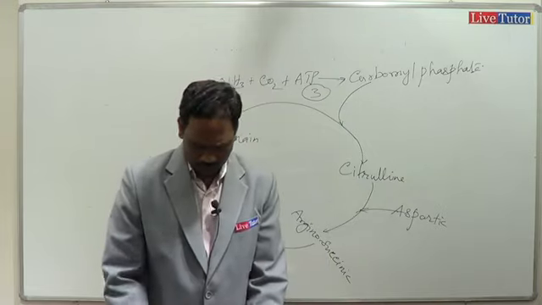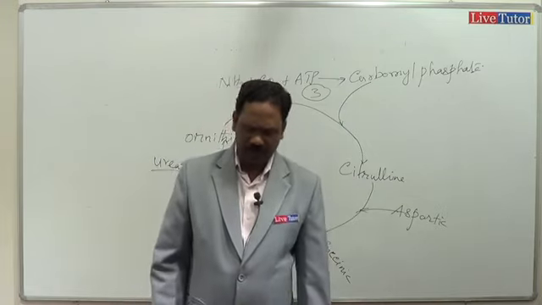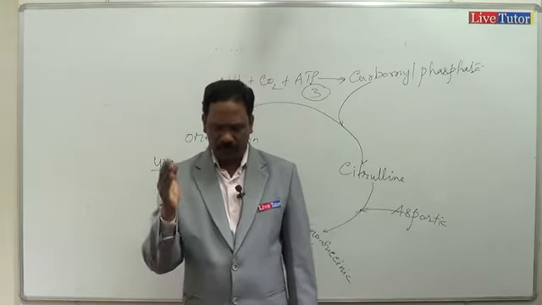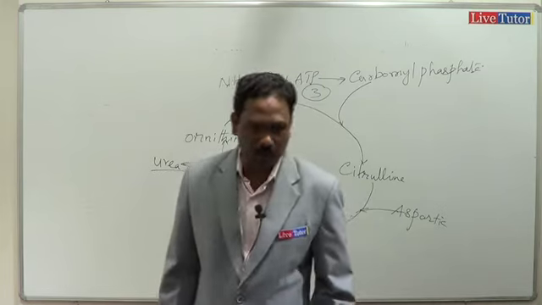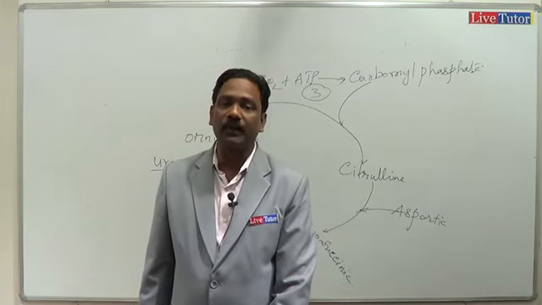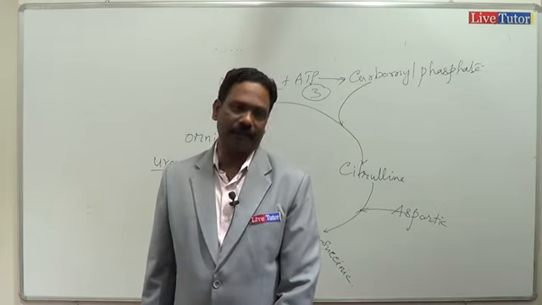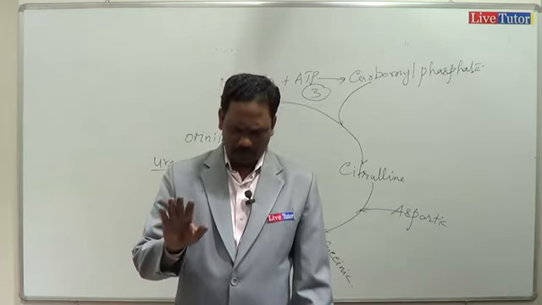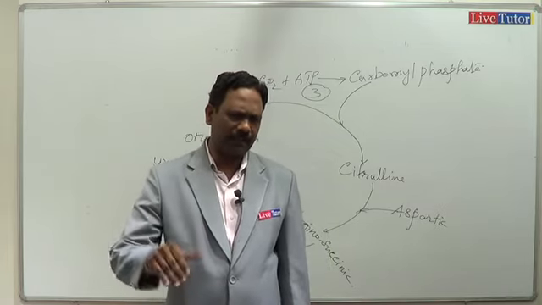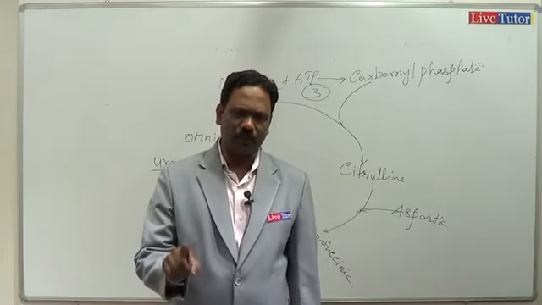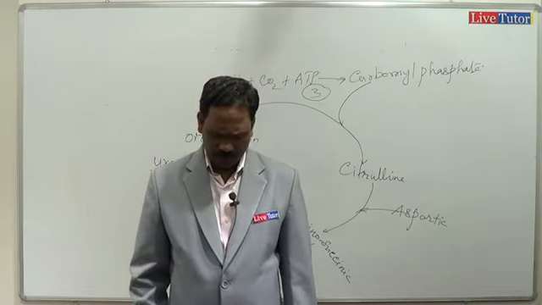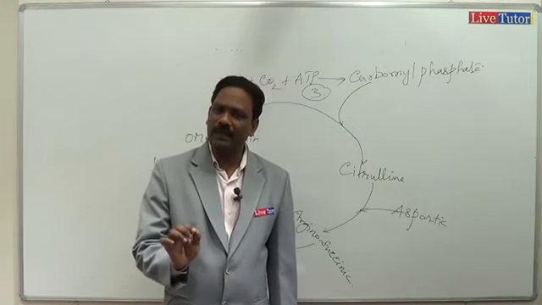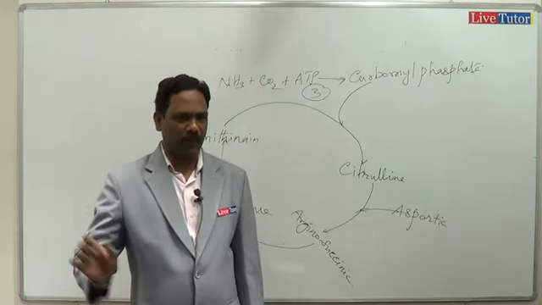Then functions of nephron. Nephron is used for the excretion of waste product. It is used for the regulation of the acid-base balance. It is used for the regulation of salt balance in the body, and also the formation of renin and erythropoietin. What are the functions of nephron? First, excretion of waste material. Second, regulation of acid-base balance. Third, regulation of salt and water balance. And fourth, synthesis of renin and erythropoietin.